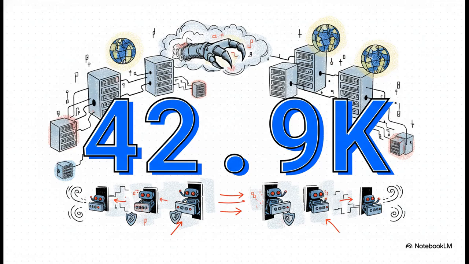So, as of early February 2026, our threat intel team found this number, 42,900. That's how many internet-exposed OpenClaw control panels were sitting out there in the open. This isn't some theoretical flaw. This is a live, global exposure of tens of thousands of privileged AI agents. And that number was going up every single hour.